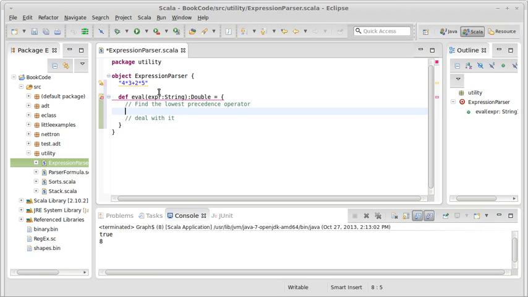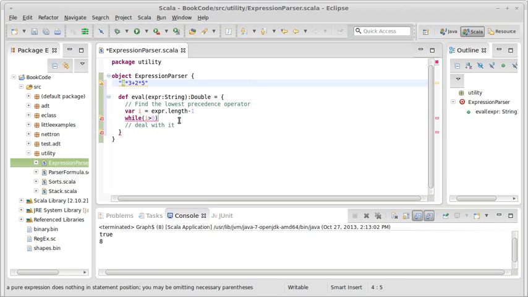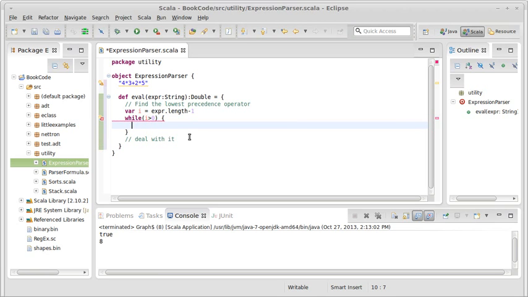For this first part, I'm going to write a loop, and I'm going to have my loop go backwards through the string. I'm creating a var named i, and I'm starting it at the end of the string, expr.length minus 1. So in this case, that would be the index of 5. And I'm going to keep going while i is greater than 0. Since 0 is the first thing, you can't have a binary operator in the first location.